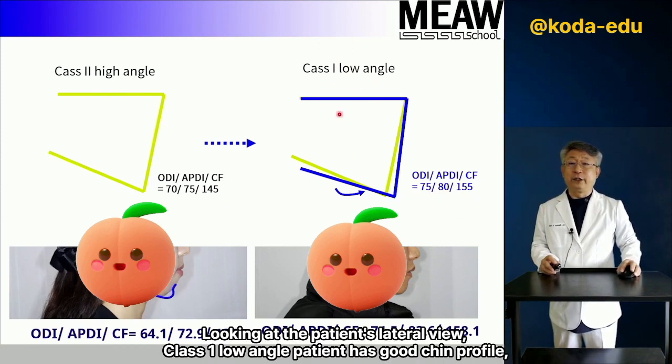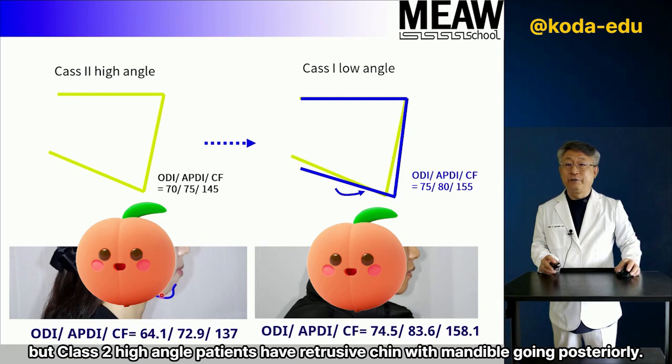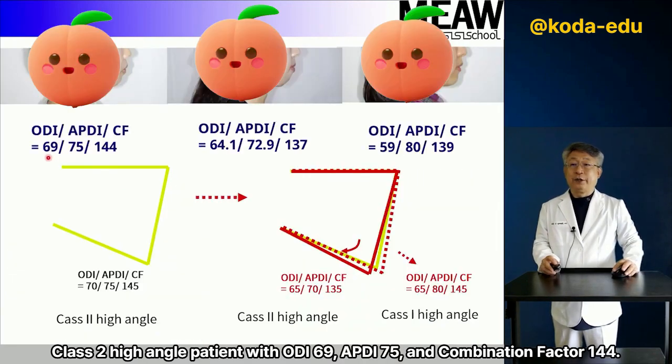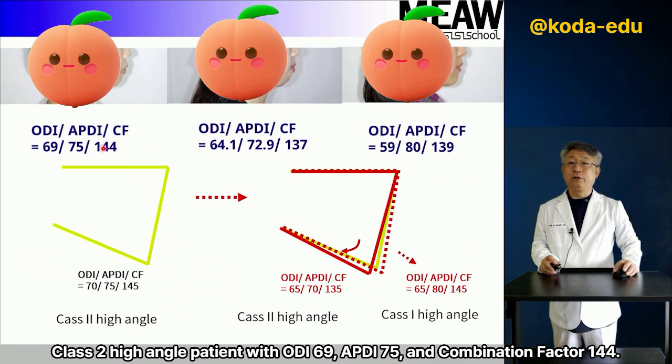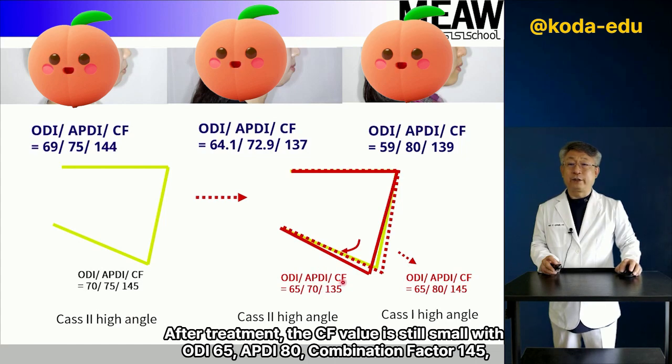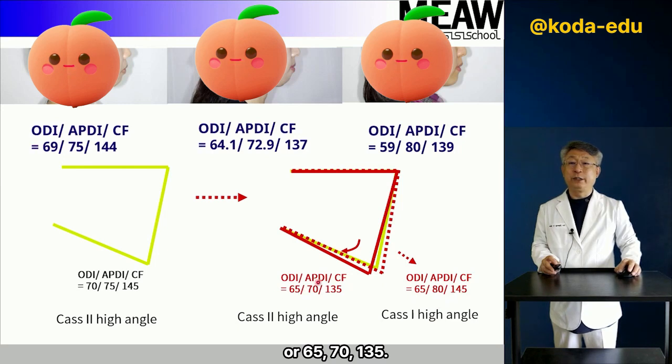Looking at the patient's lateral view, a class 1 low angle patient has a good chin profile. But class 2 high angle patients have a retrusive chin with the mandible going posteriorly. Here is a class 2 high angle patient with ODI 69, APDI 75, and combination factor 144. After treatment, the CF value is still small, with ODI 65, APDI 80, combination factor 145, or 65, 70, 135.